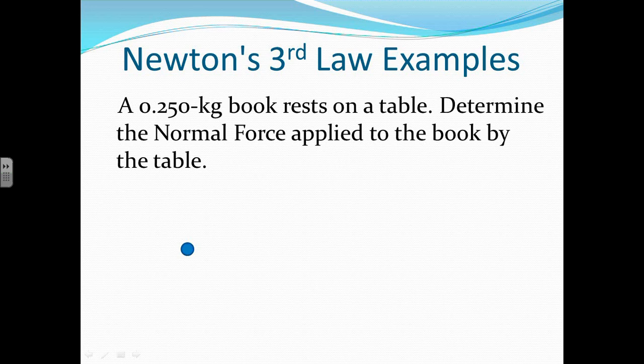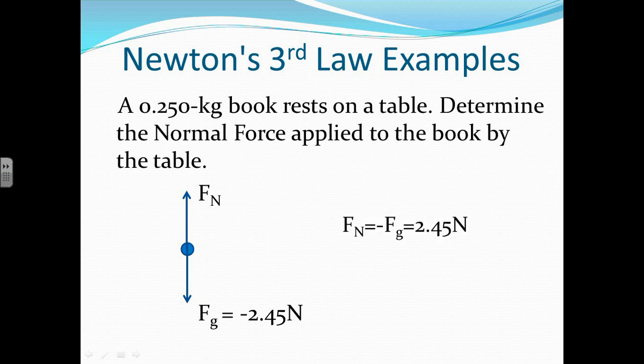If we're looking at this as a free body diagram, we would represent this force of gravity acting on the book as a vector pointing directly downwards. Force of gravity equals negative 2.45 newtons. And we can represent the reactionary force, force normal, as a vector pointing in the opposite direction. The book is at rest on the table, meaning that it's in equilibrium and all forces cancel each other out. So force normal must equal force of gravity in magnitude, but with an opposite direction. So force of gravity is negative, force normal is positive 2.45 newtons.